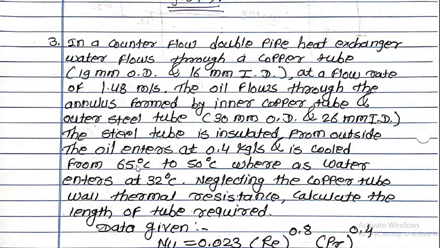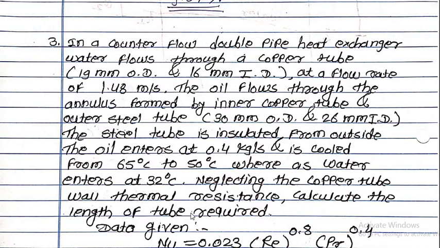Okay, so the hot fluid will be considered as oil because its temperature is decreasing from 65 degrees Celsius to 50 degrees Celsius, whereas the water enters at 32 degrees Celsius. So water inlet temperature is 32 degrees Celsius. Neglect the copper tube wall thermal resistance. Okay, neglect the copper tube wall thermal resistance. Calculate the length of tube required.